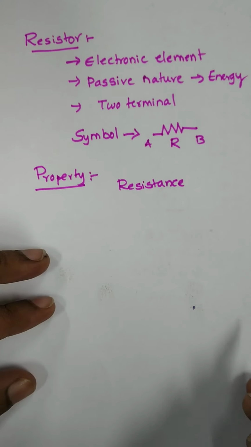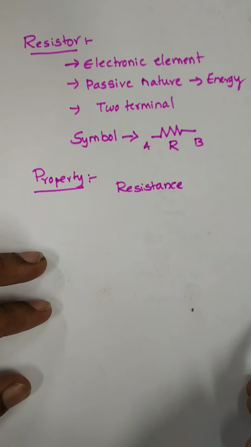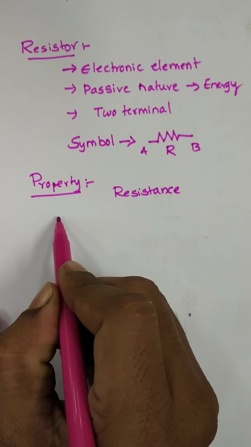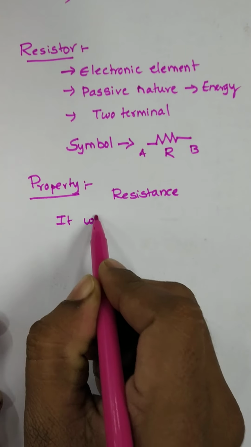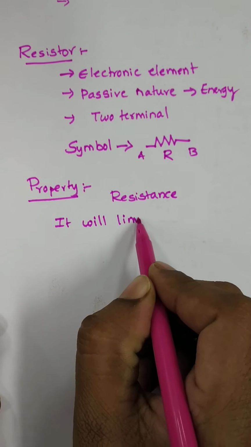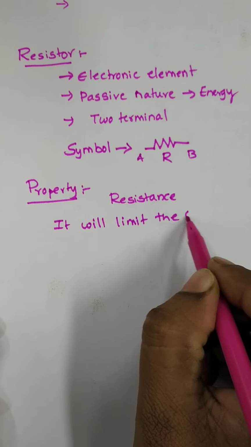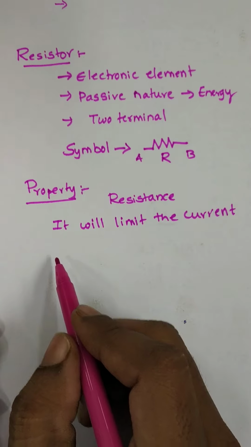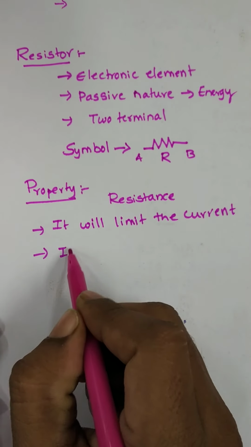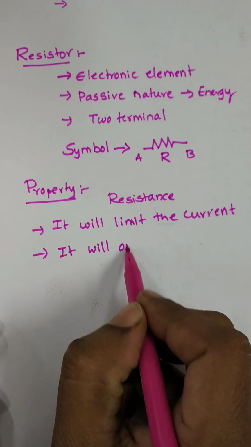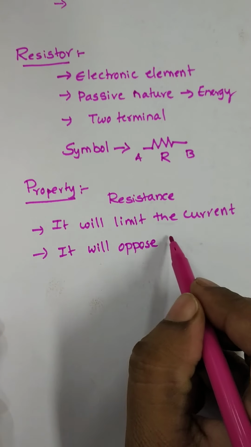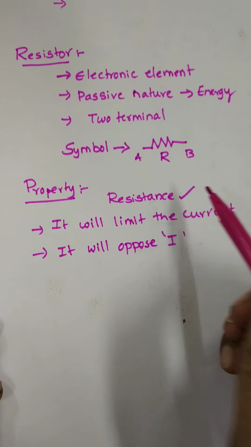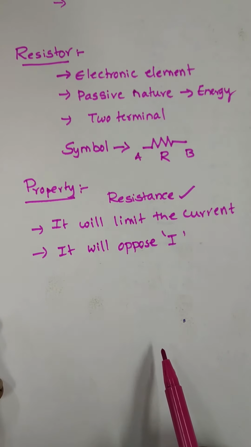What is the main purpose of a resistor? Why are we using the resistor? We can say that it will limit the current, or simply, it will oppose the current flowing through it. That is the property of the resistor, and that is called resistance.